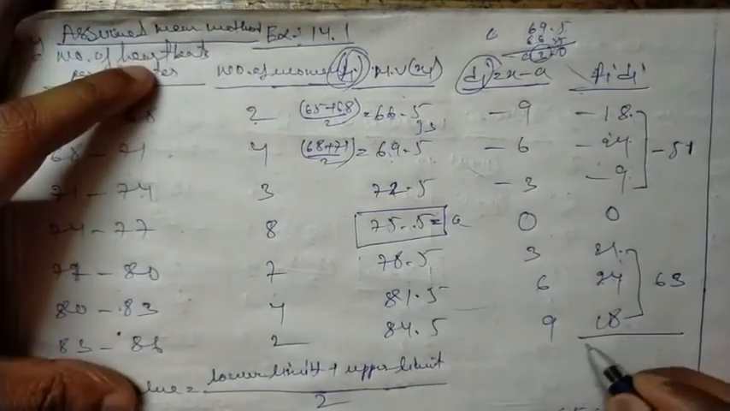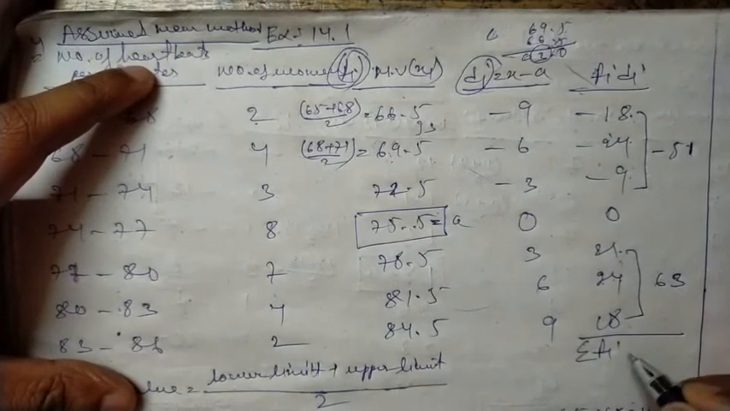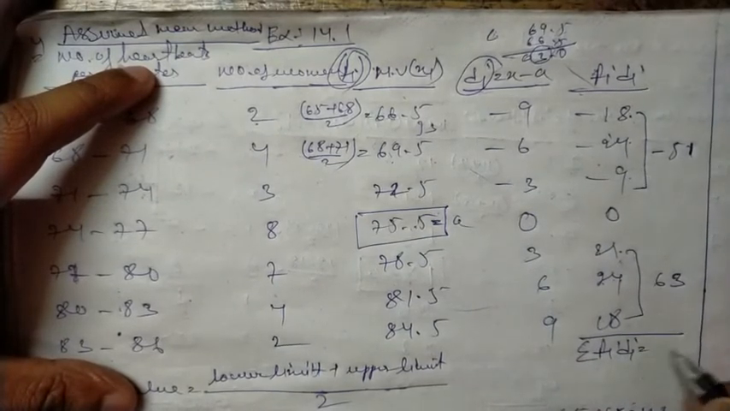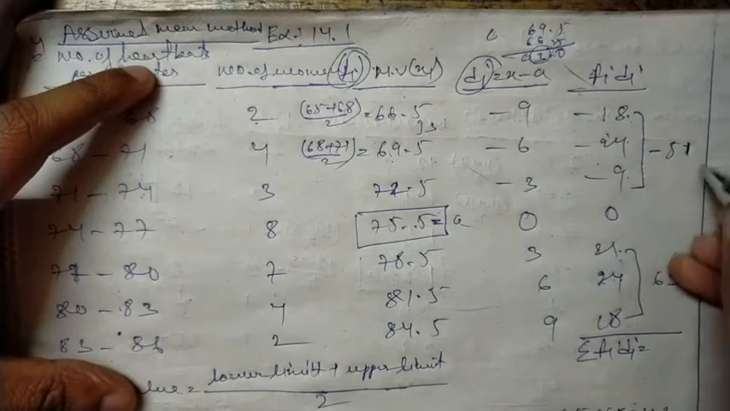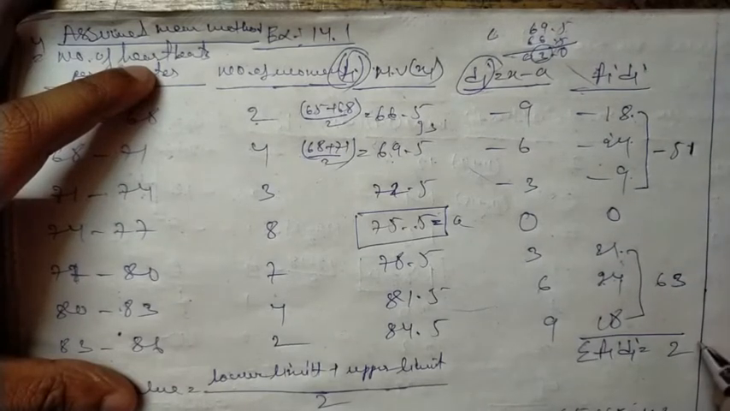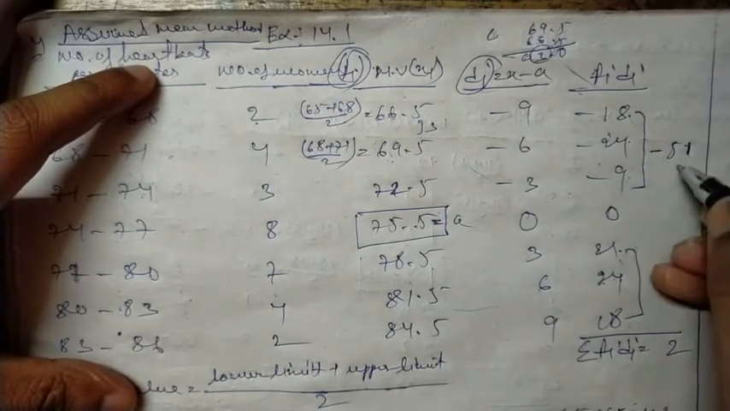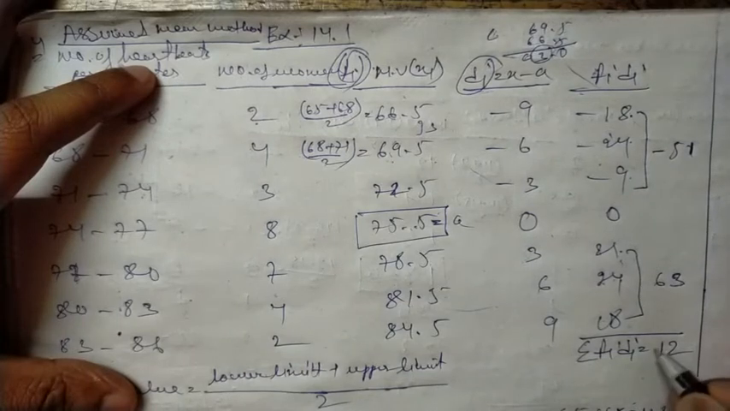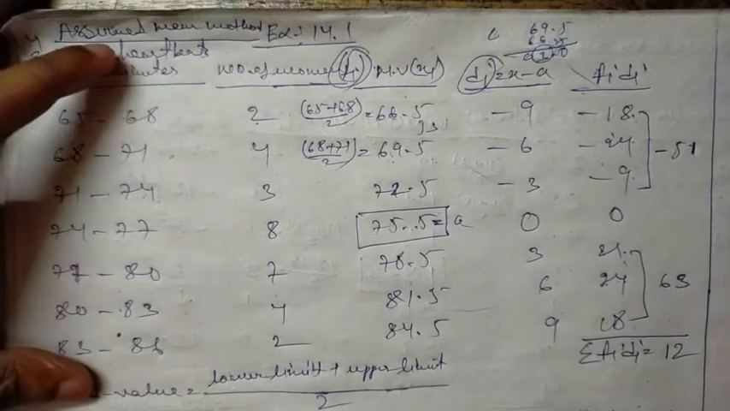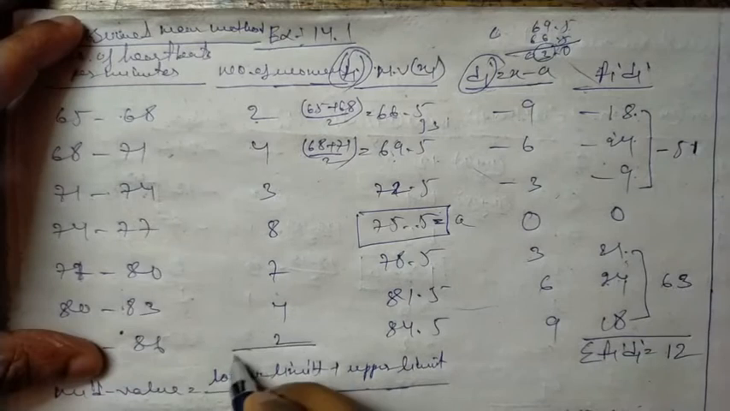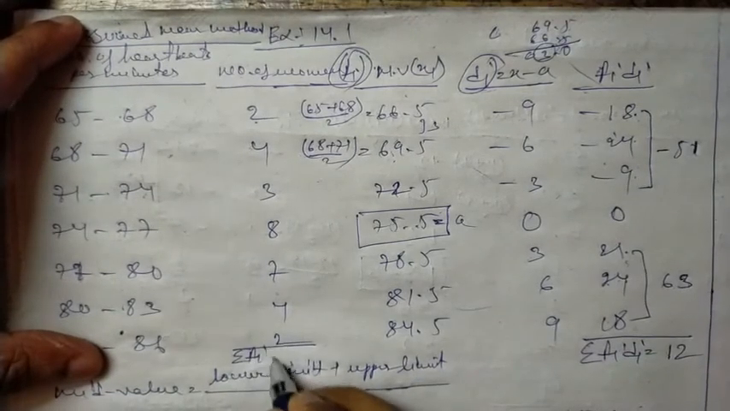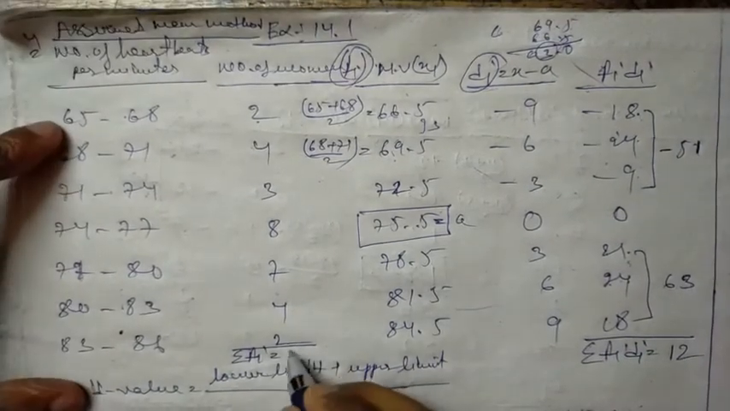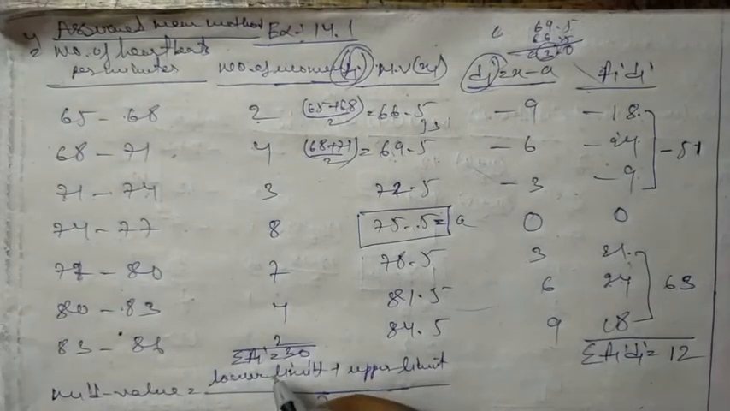Now sigma fi di: if I subtract, 3 minus 1 is 2, 6 minus 5 is 1, so I will get positive 12. And sigma fi, if I calculate, I will get 30.